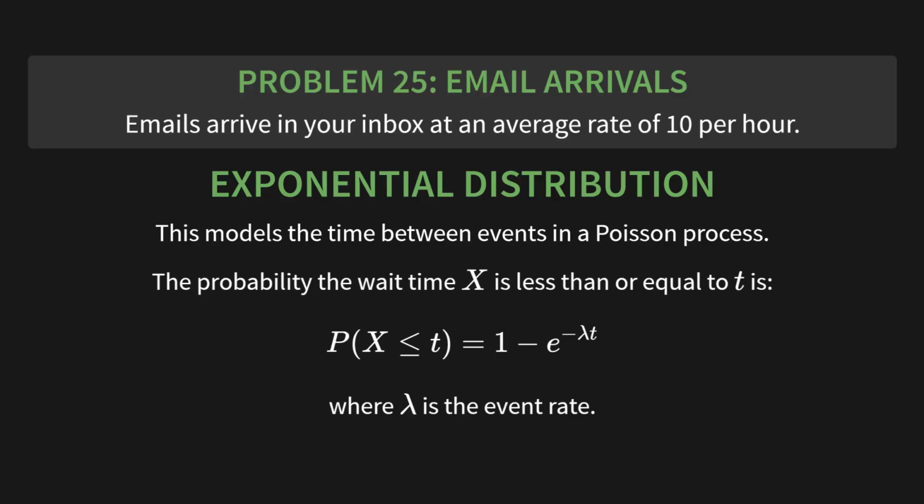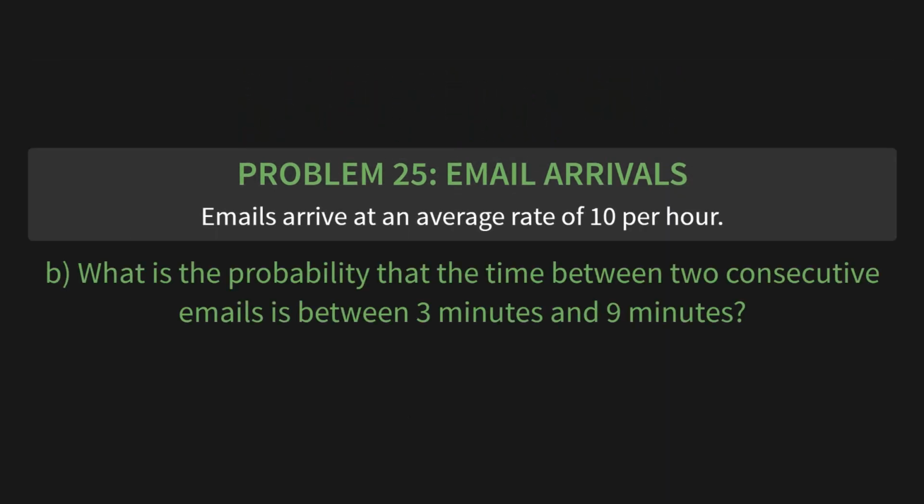This models the time between events in a Poisson process. The probability that the wait time, x, is less than or equal to some time t is given by the formula 1 minus e to the power of negative lambda t, where lambda is the event rate. So for our final question, part B, emails arrive at an average rate of 10 per hour. What is the probability that the time between 2 consecutive emails is between 3 minutes and 9 minutes?